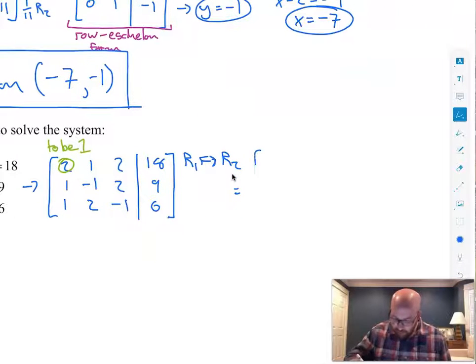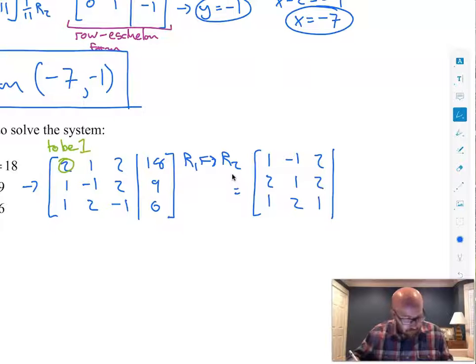So we now have the matrix 1, 2, 1, negative 1, 1, 2, 2, 2, 1, 9, 18, 6.